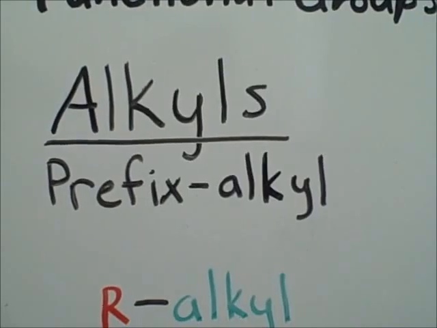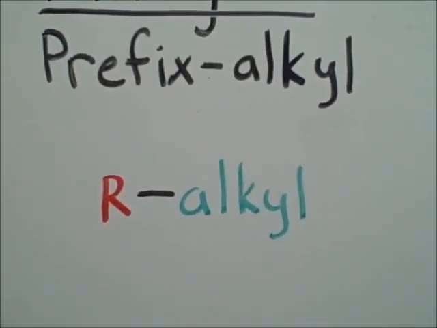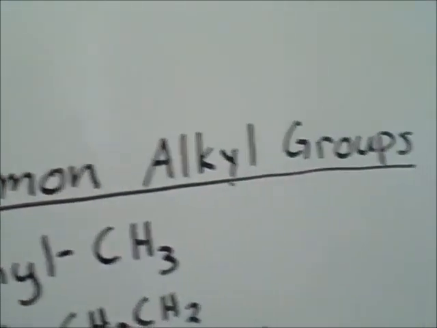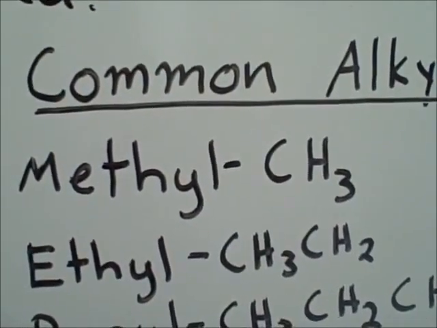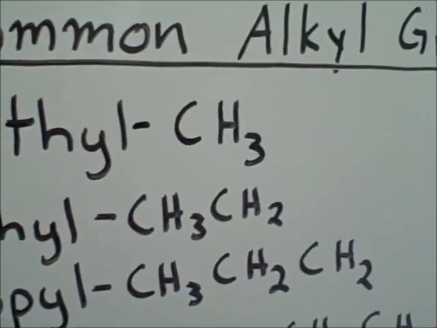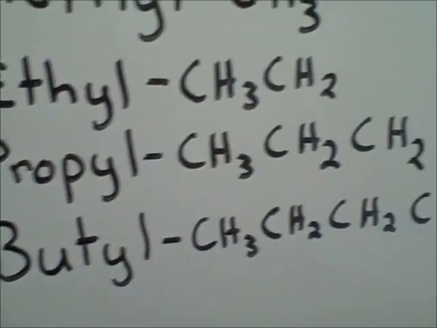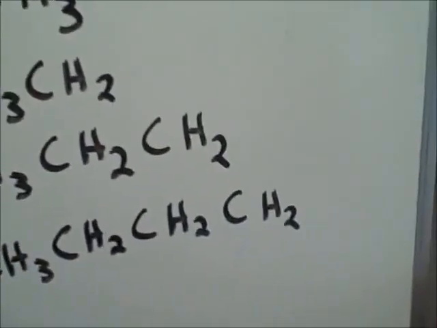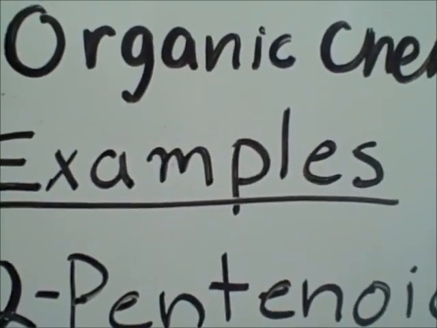For alkyls, the prefix is alkyl, and it's where R, a carbon atom, is bonded to an alkyl. Over here, common alkyls are methyl, which is CH3, ethyl, which is CH3CH2, propyl, which is CH3CH2CH2, and then butyl, which is CH3CH2CH2CH2. Now we're going to do some examples of organic chemistry molecules.